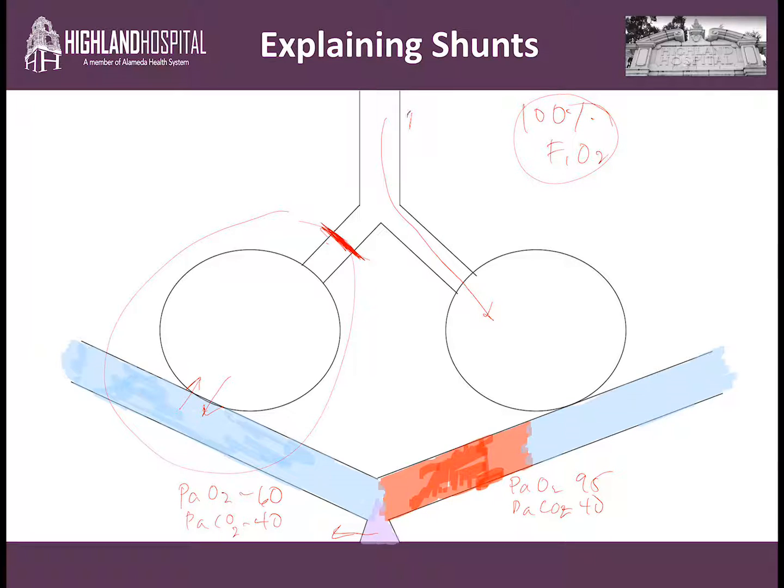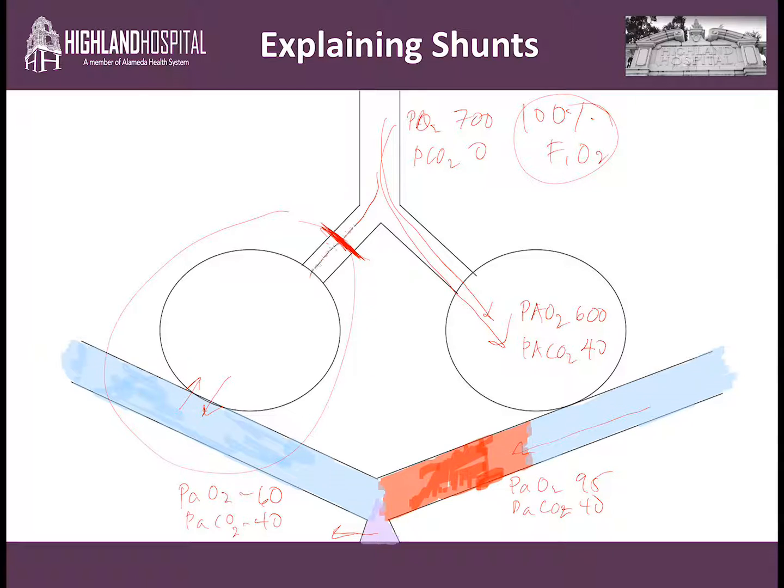It's important to think about this because now imagine if you gave 100% FiO2. Now your PO2 here is going to be like 700, and your PCO2 will be 0. This will move down the normal side of the lung, and your PaO2 will be about 600, and your PaCO2 will be about 40. And here you'll mix normally.